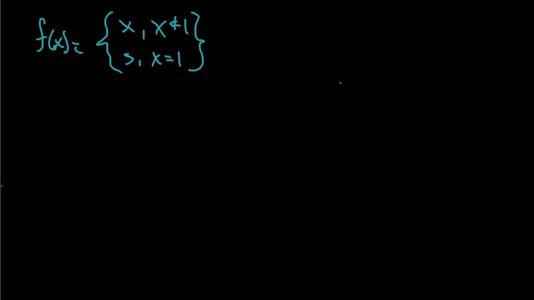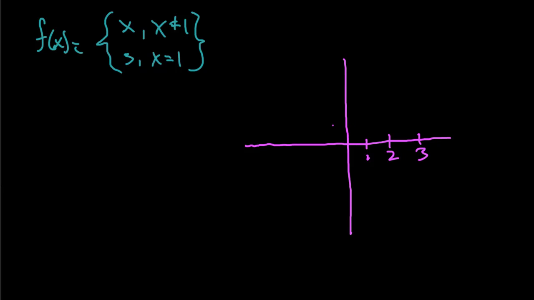Let us make a graph. We have our x-axis and our y-axis, and we're going to name a couple points. We're going to call this 1, 2, 3. We don't have to do the negative side. So f of x is going to be equal to x the entire time, so we'll have a perfectly straight diagonal line.